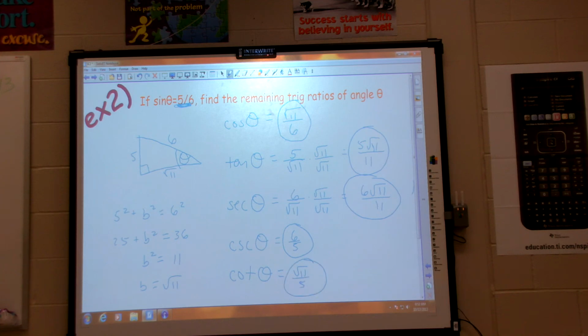Very typical ACT problem. It won't ask for all 6, but they may say if sine theta equals 5/6, what is secant theta? You draw your triangle and find secant of theta. Like I said, they're not too tough, just time consuming.